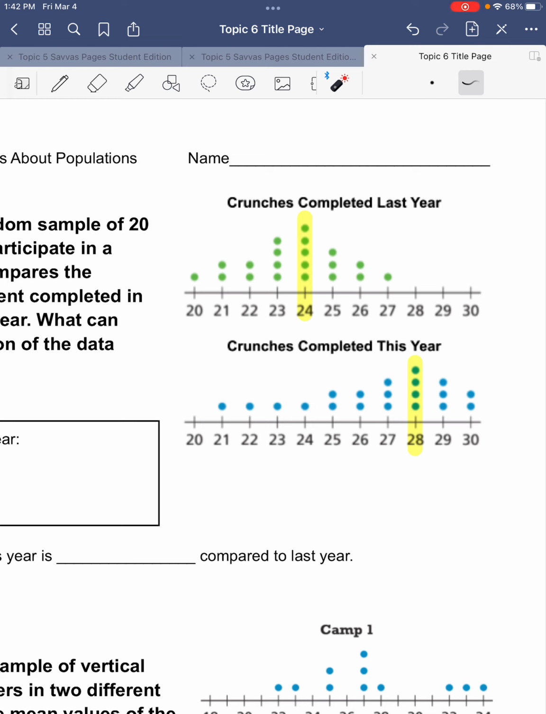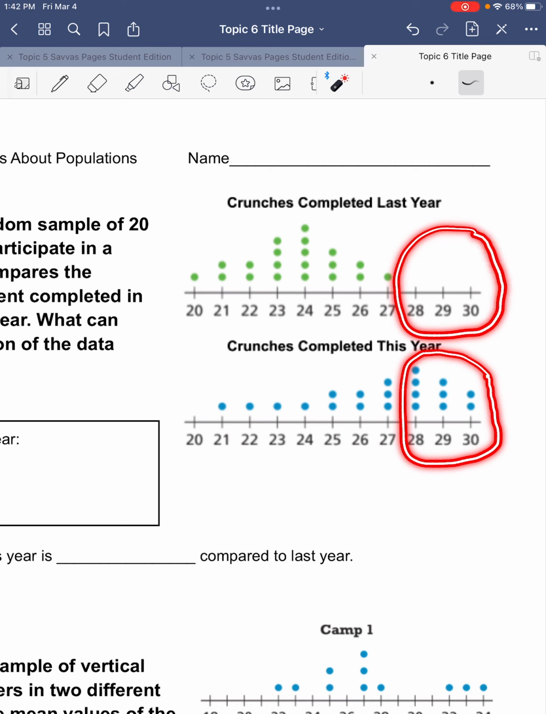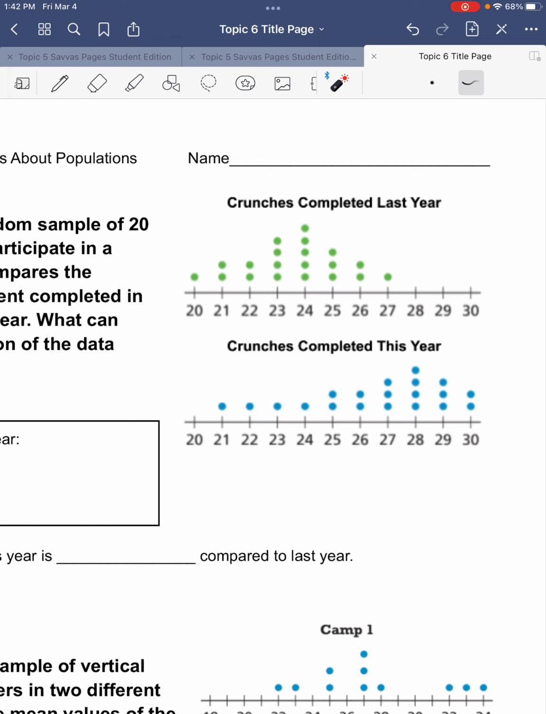Another reason I say that same inference is because when I look at the way the data is distributed, I have quite a bit of data from 28 to 30 for this year. But from 28 to 30 for last year, I really don't have any data. So I think that's going to mean that there were more crunches completed this year than last year. So that's my guess. But mathematically, I can confirm or correct that guess by finding the mean. So I'm going to find the mean for each dot plot.